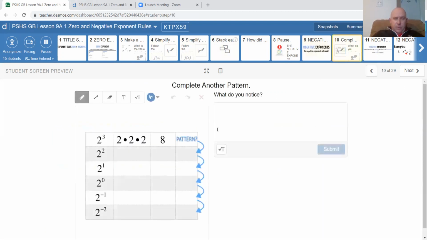So with negative exponents, there is a little pattern we can do here. 2 to the power of 2 is 4, because obviously it's 2 times 2. That's not a real problem.